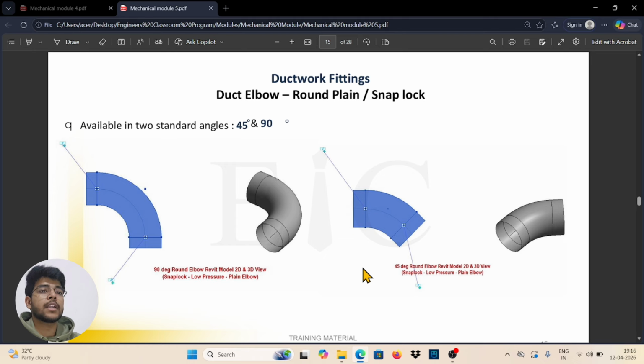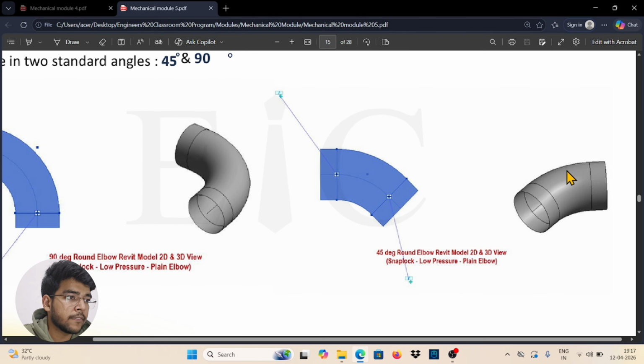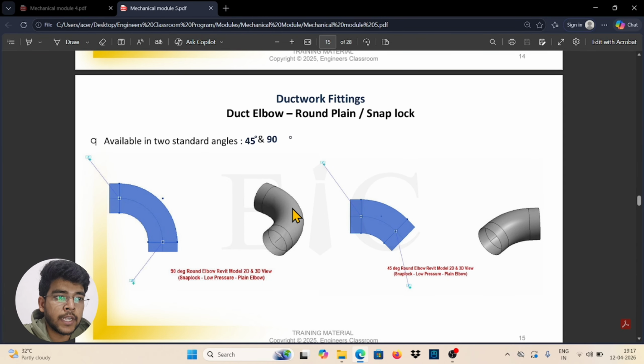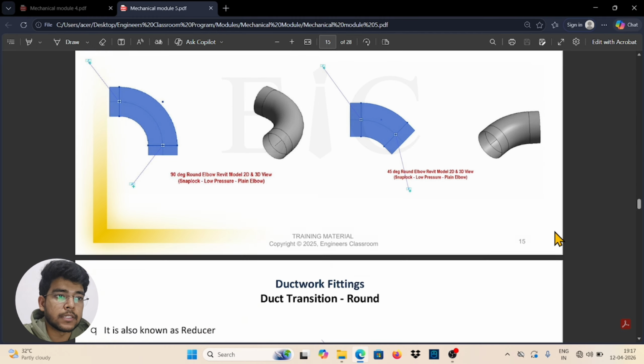Now the round duct. In the round plane, fittings are also available in two types, snap lock and low pressure. They are available in two standard angles, 45 and 90. This is 45, as you can see on the screen. It is the 45-degree round duct fitting. This is called 90, which is a 90-degree movement of the round duct fitting. So these are two duct fittings, one of 90 degrees and one of 45 degrees.